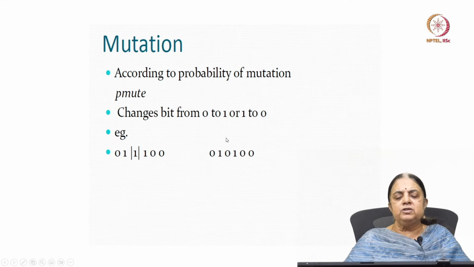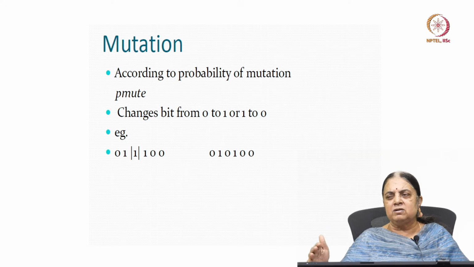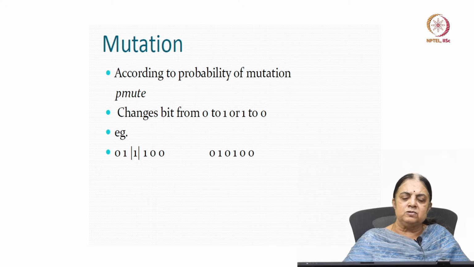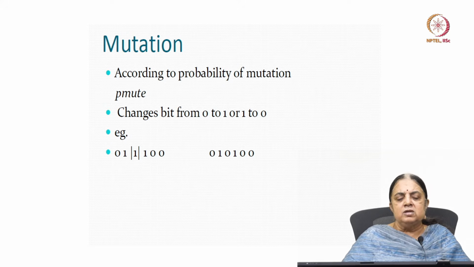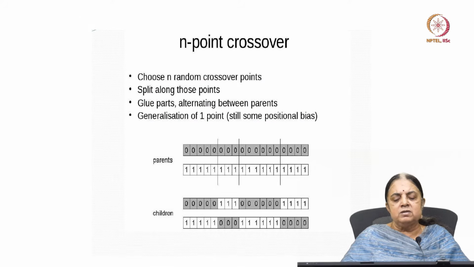And what is mutation? Mutation, according to probability of mutation, you change the bit from 0 to 1 or from 1 to 0. So, for example, if you have chosen this bit and you say you are going to mutate this bit, if it is 1, you make that bit 0, and if it is 0, you make that bit 1. Okay, so these are the 3 basic operators. There are other smaller operators which are also used. So, we will just talk about these 3 basic operators. So, these 3 basic operators are used over here.